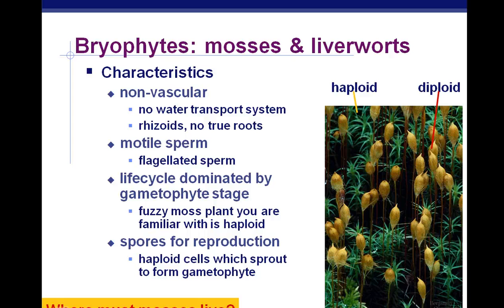This is the only division of plants that has the gametophyte, which is haploid, one set of chromosomes, dominant in its life cycle. The sporophyte is actually a smaller part of its life cycle, which is not true of those other three plant divisions. They also use spores for reproduction. They don't have any specialized structures for reproduction like seeds.